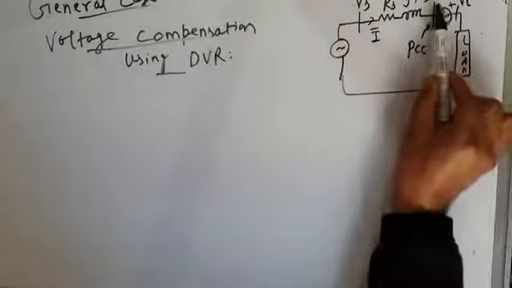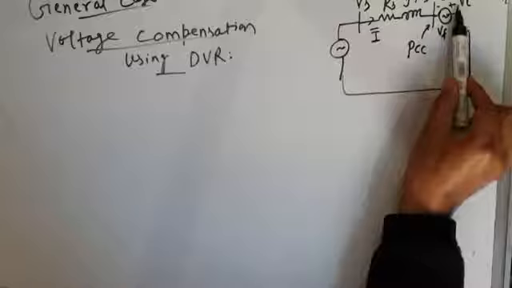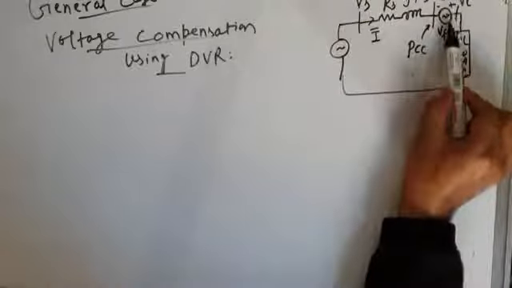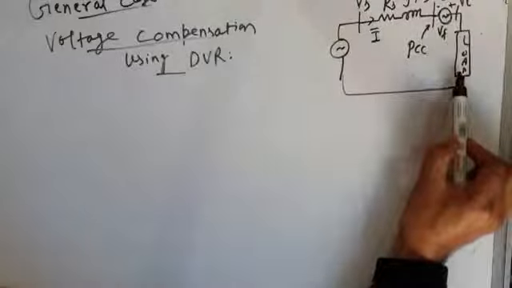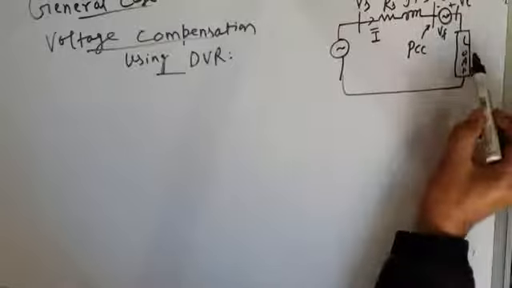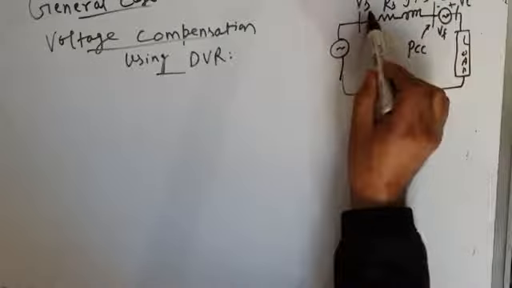So between the point of common coupling and load, that is between VT and VL, I have connected a DVR, and DVR acts as a voltage source. It injects voltage in series with the load. So what is the purpose of injecting this DVR compensation voltage? To regulate the load voltage, to make load voltage the same as source voltage.